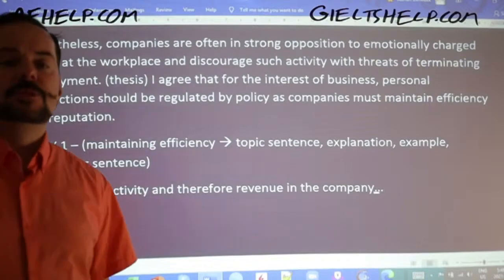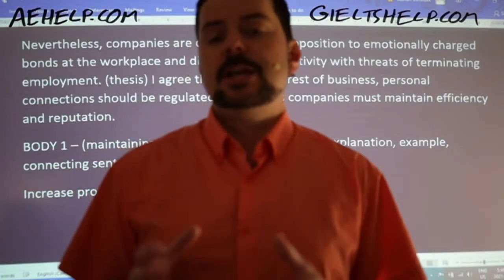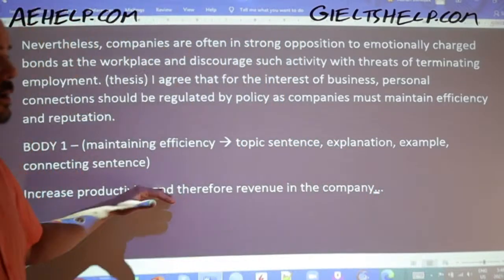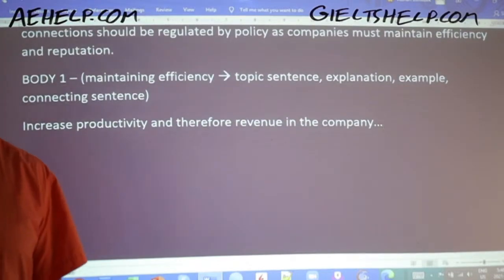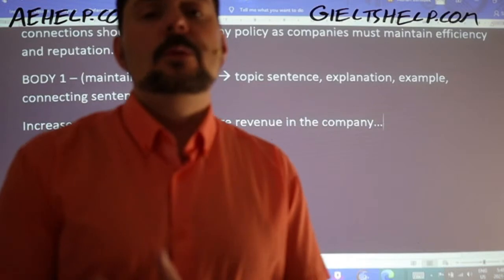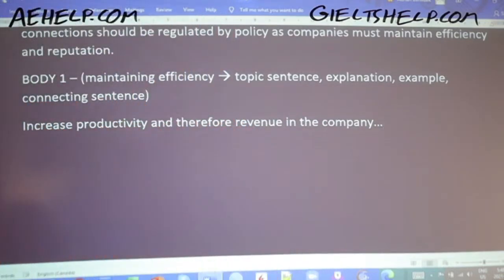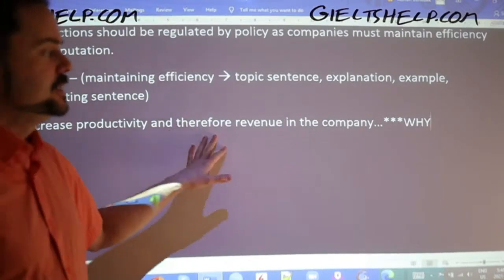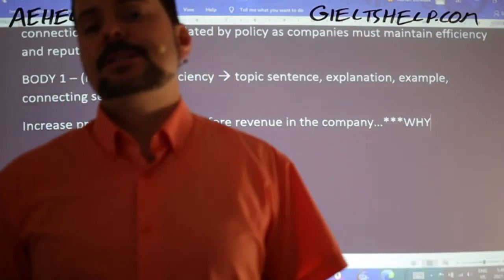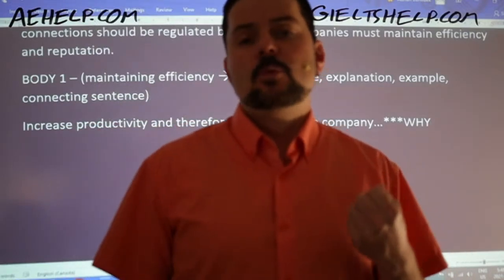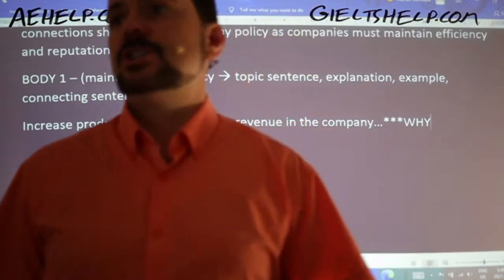Now, when I'm thinking of the topic sentence, then throughout my essay, as I'm writing this essay, I should always be thinking critically, right? So I should always be thinking what, why, how, what, why, how. And the magical question that you should always be asking is why, right? So think about this one. You're increasing productivity with these policies and therefore the revenue of the company. Why? Why are you increasing productivity in the company when you discourage these personal relationships?